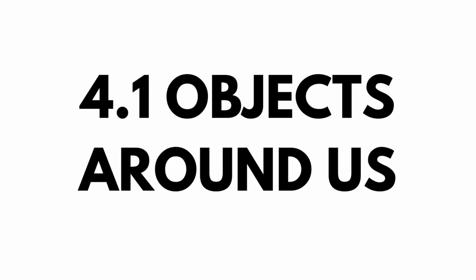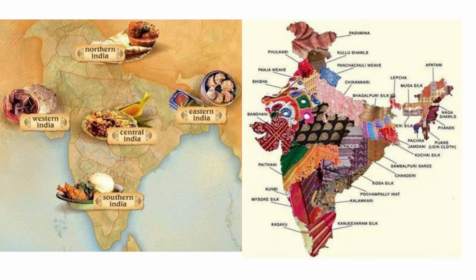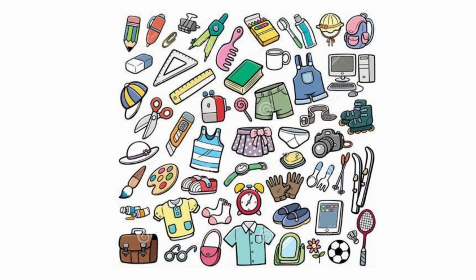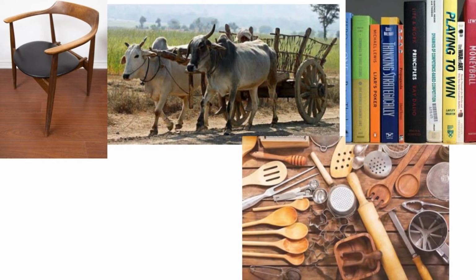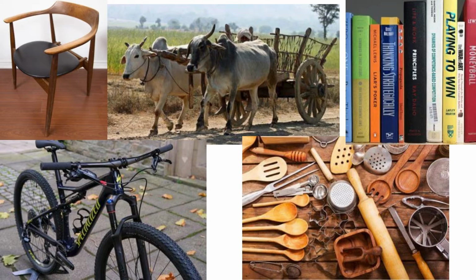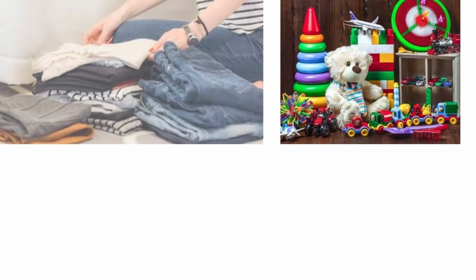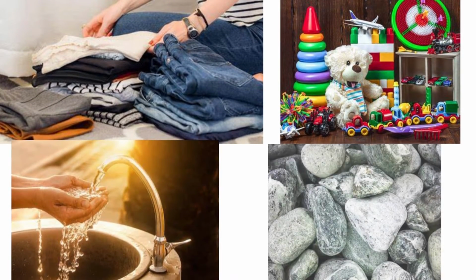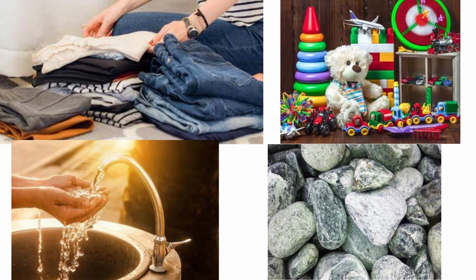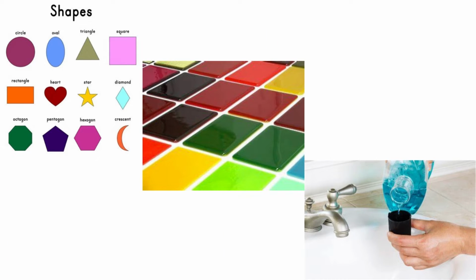Objects around us. We saw that our food and clothes have so much variety in them. Not just food and clothes, there is such a vast variety of objects everywhere. We see around us a chair, a bullock cart, a cycle, cooking utensils, books, clothes, toys, water, stones, and many other objects. All these objects have different shapes, colors, and uses.